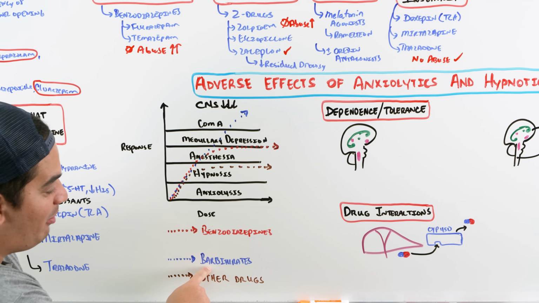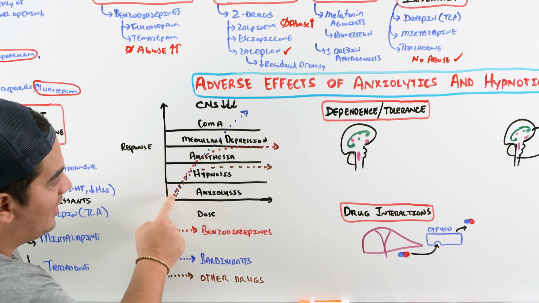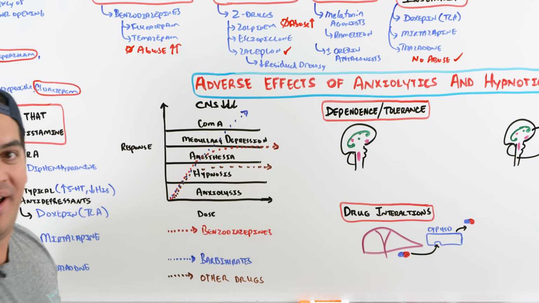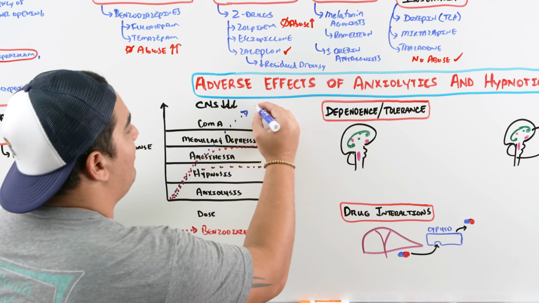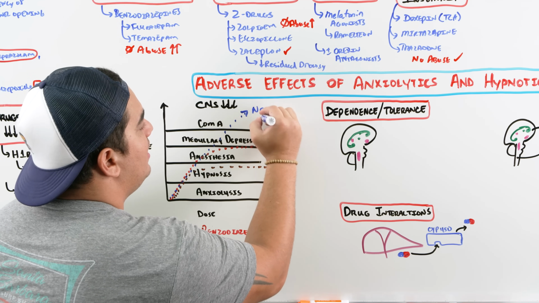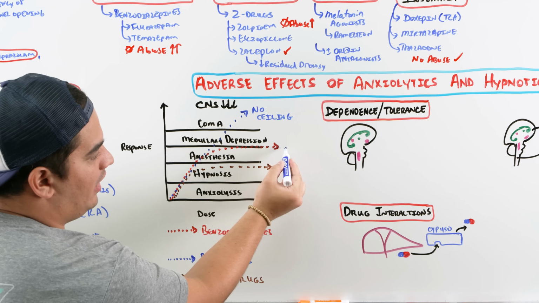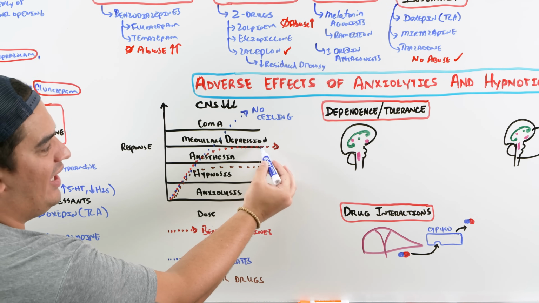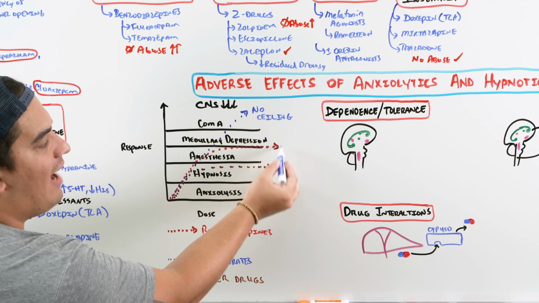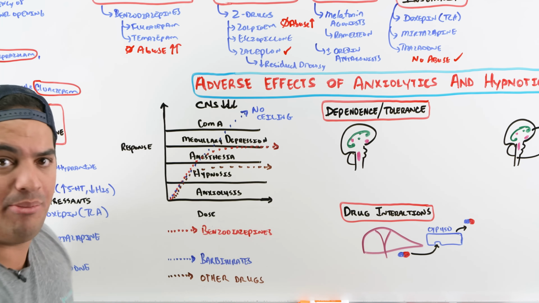But if you compare it to barbiturates, which is here in blue, look at the barbiturates. The barbiturates have no ceiling effect. There is no ceiling for barbiturates. And there is an eventual ceiling for benzodiazepines. They usually kind of top out at not having much more than just mild medullary depression.